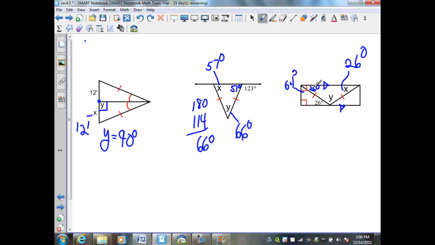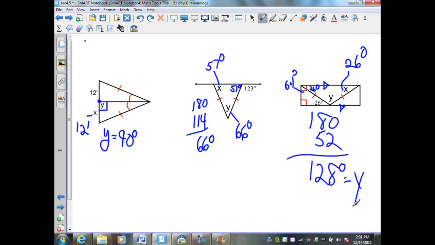To find y, I just use the triangle sum theorem. Three angles of a triangle must add up to 180. 26 and 26 is going to be 52. And deducting that from 180 degrees is going to give me 128 degrees for the value of y.